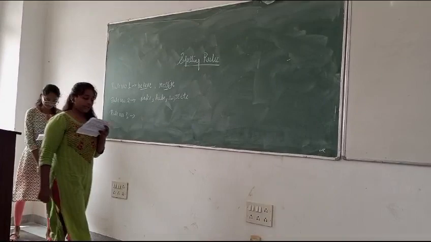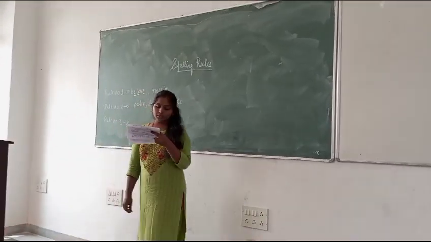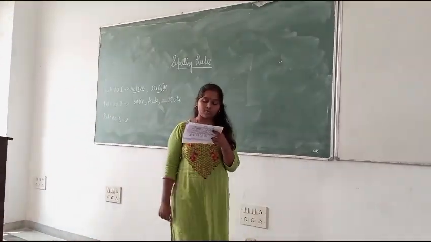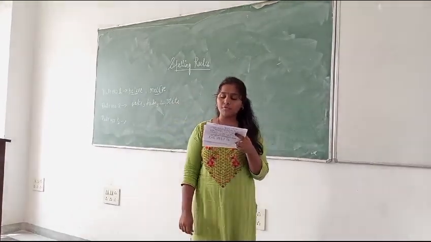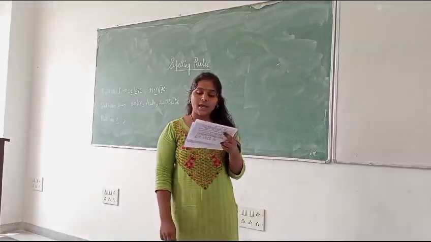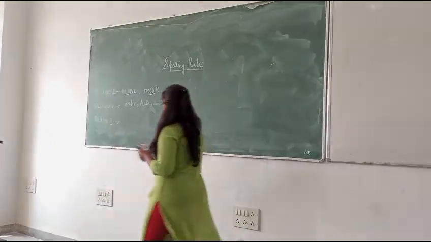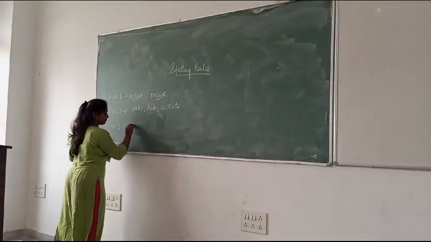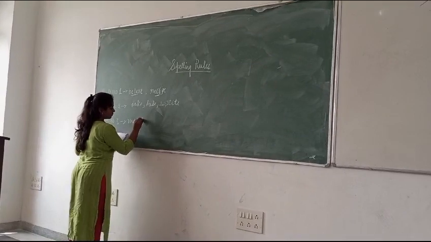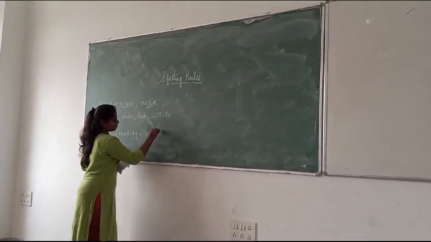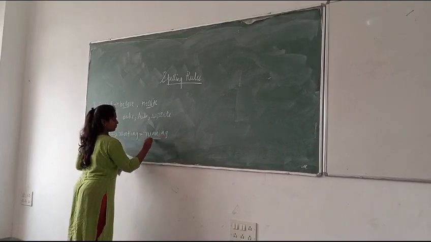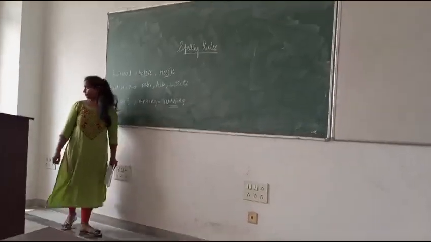Rule number 3, doubling rule. For a one syllable word that ends with a single vowel followed by a single consonant, the consonant after the vowel will be doubled when adding a suffix. For example, N is doubled.